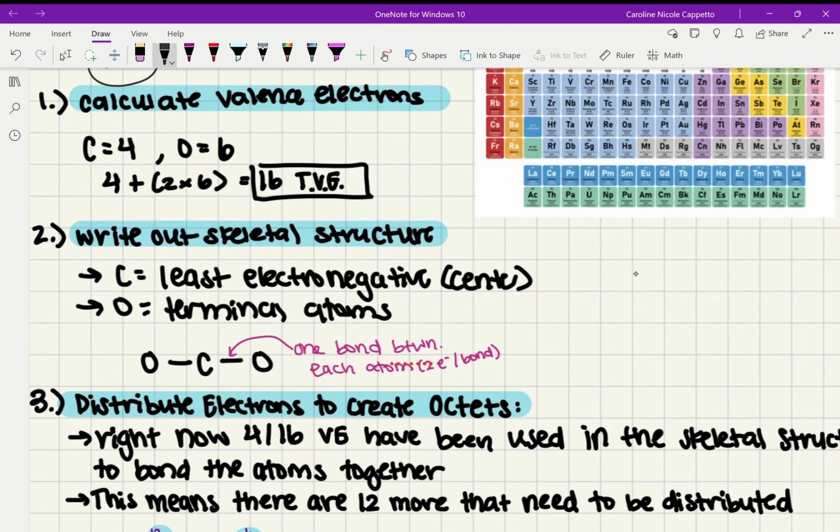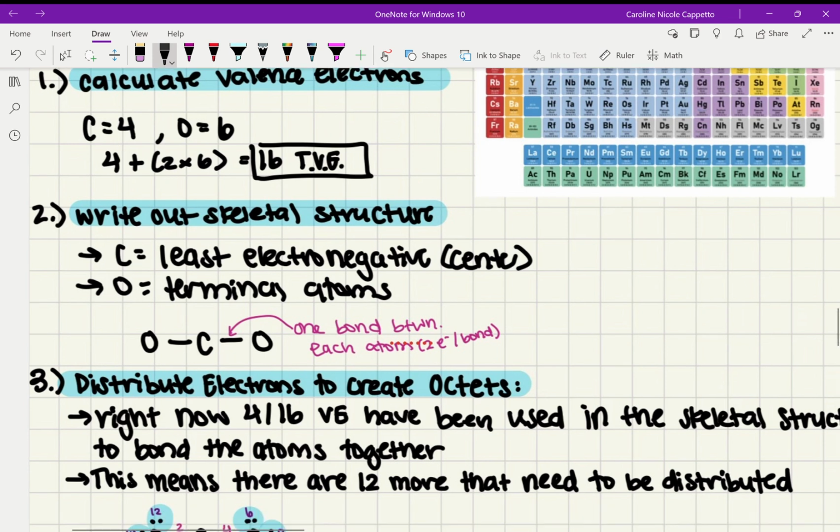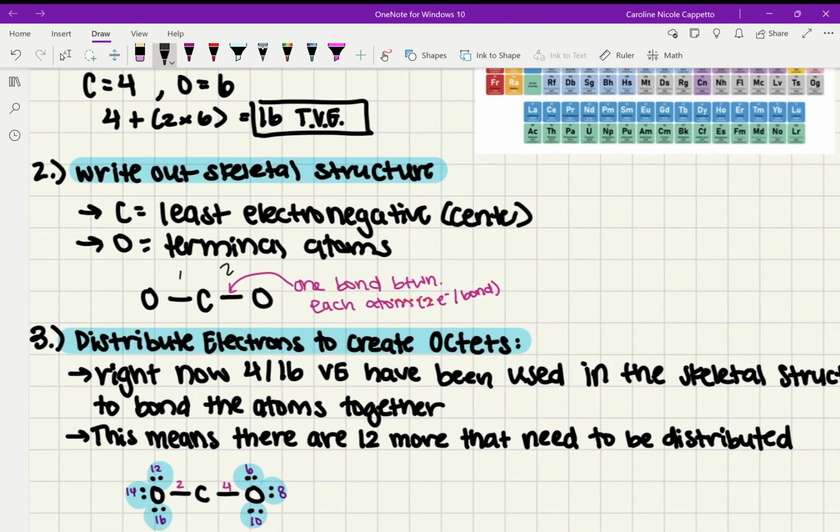So we're going to put carbon, the least electronegative atom, in the center, and we're going to put the more electronegative atoms, which are the oxygens, on the outer sides. And to make the skeletal structure, you have to bond all the atoms together. And so we start off with our single bonds here, 1 and 2. And then we move on.